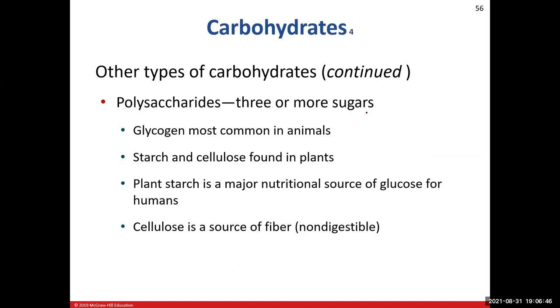So what happens now when we string a whole bunch of those monomers together? We get the polysaccharides. In animals, that stored form of those polysaccharides is glycogen. In plants, starch, also cellulose. But unfortunately, cellulose is hard to digest. And that is because, if you've taken plant biology, plant cells have a cell wall. And for us, it's tough to break down that cell wall. So that cellulose, we call it fiber. And again, it is pretty much non-digestible. It's roughage.